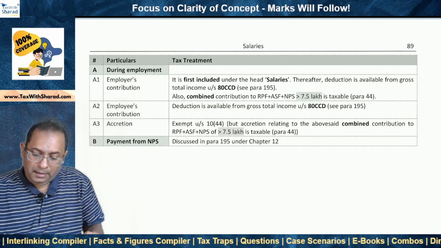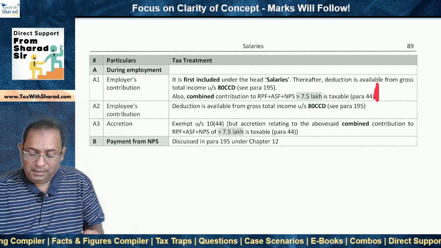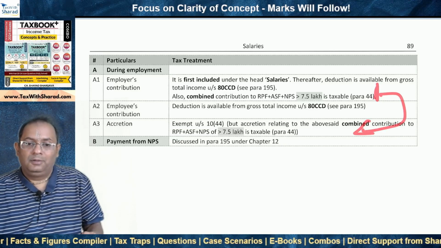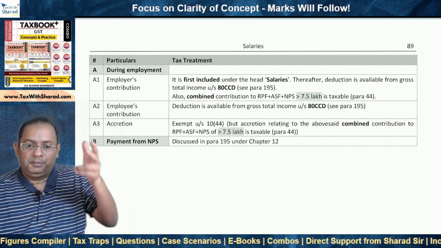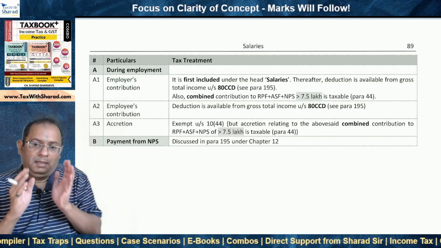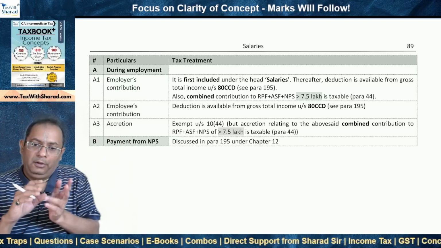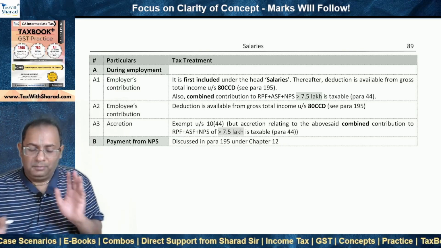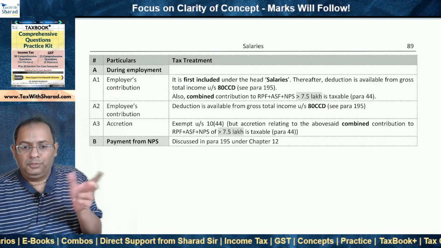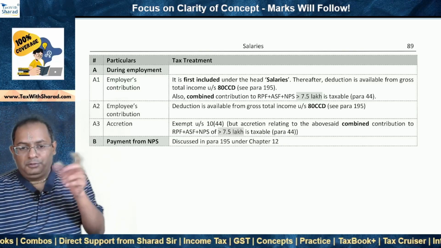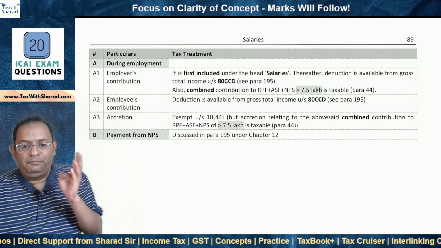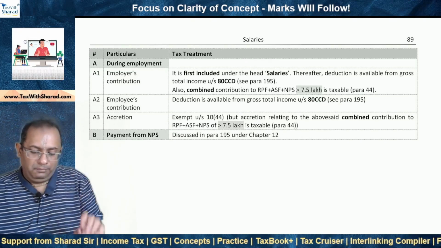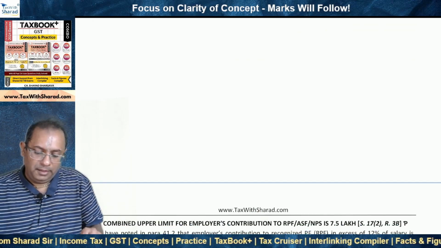This accretion related to this excess becomes taxable. It is not exempt. So this is the same position for RPF, ASF and NPS. The combined contribution of the employer beyond 7.5 lakh becomes taxable, and the interest related to that excess also becomes taxable. So this is what we need to check in terms of the contribution of the employer to the RPF, ASF and NPS accounts of the employee. Okay.